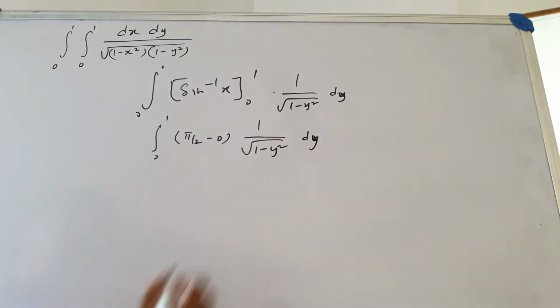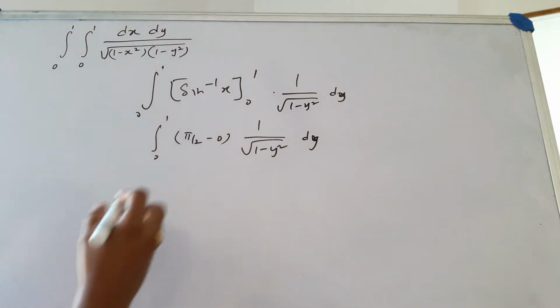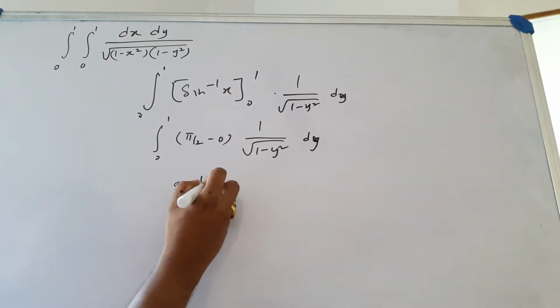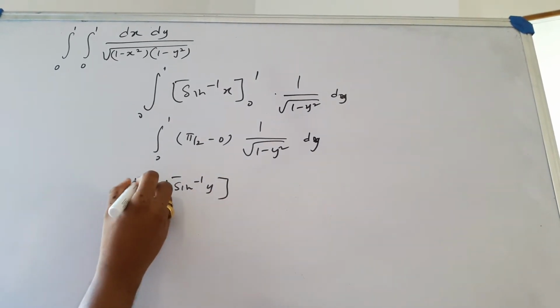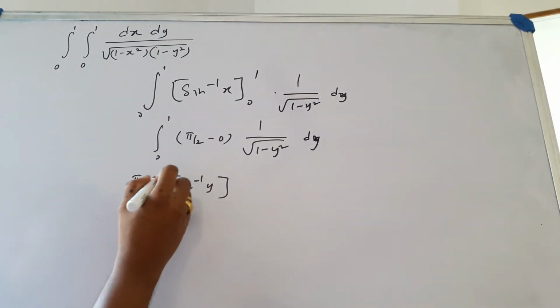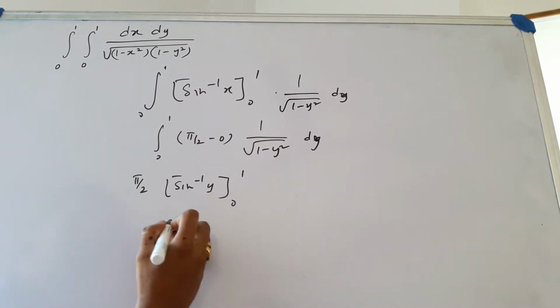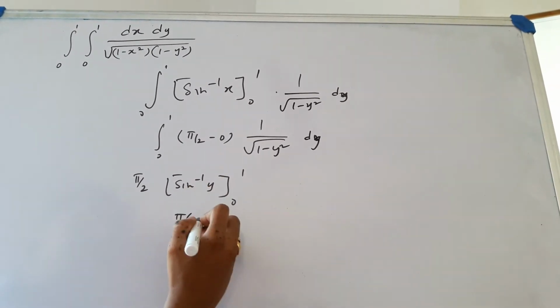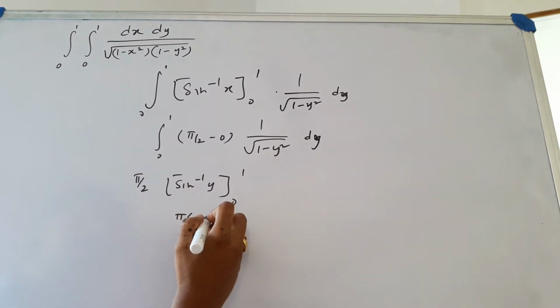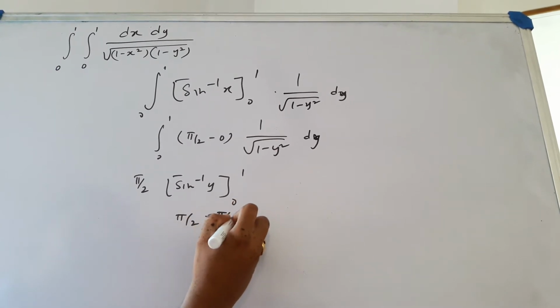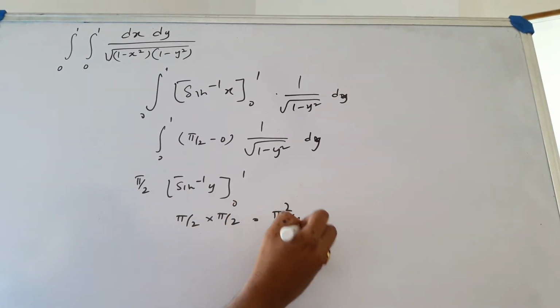dy. Again, integrating with respect to y, I get sine inverse y. This is pi by 2, 0 to 1. Again, sine inverse of 1 will be pi by 2. So pi by 2 into pi by 2 is pi square by 4.